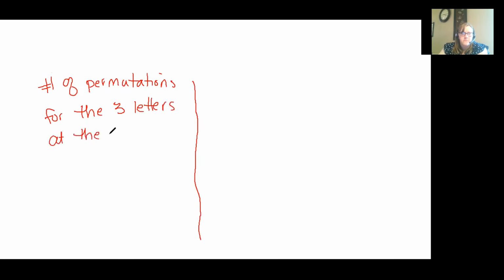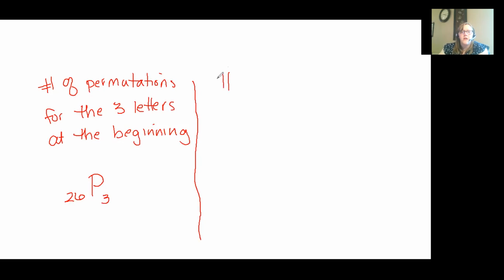So we want to find the number of permutations for the 3 letters at the beginning. So in order to do that, we know there are 26 total letters in the English alphabet. So 26 is the number of objects. P, and the number of letters we're choosing is 3.